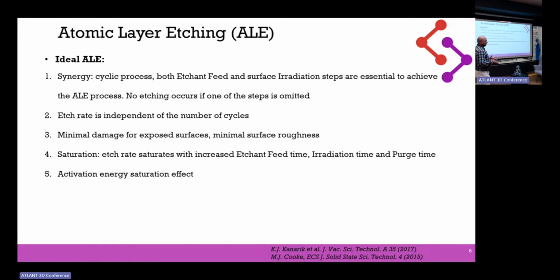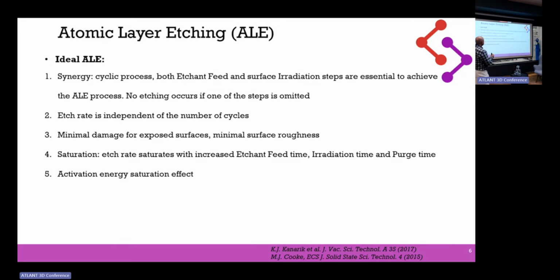Actually, there are two kinds of ALE: quasi ALE or real ALE. If we are talking about real ALE, then we have to be more precise. Mostly we are doing quasi, but still, for real, ideal ALE, we need to consider these parameters. It's a synergy. I forgot to put the mathematical formula here.